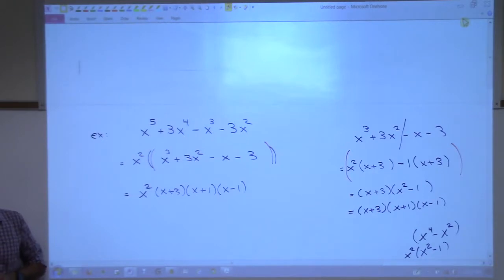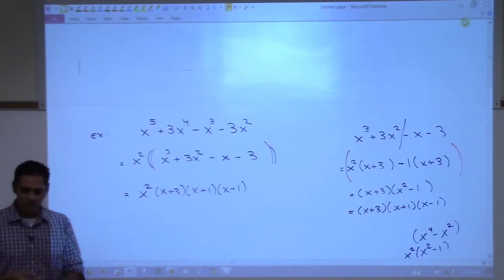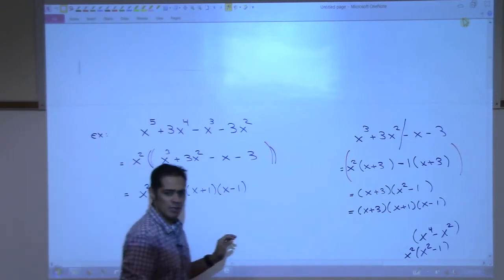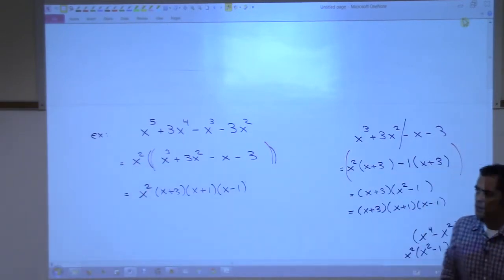Okay. All right. So this is a good problem. It had GCF, it had grouping, it had a difference of squares all in one problem, right? Any additional questions on that?